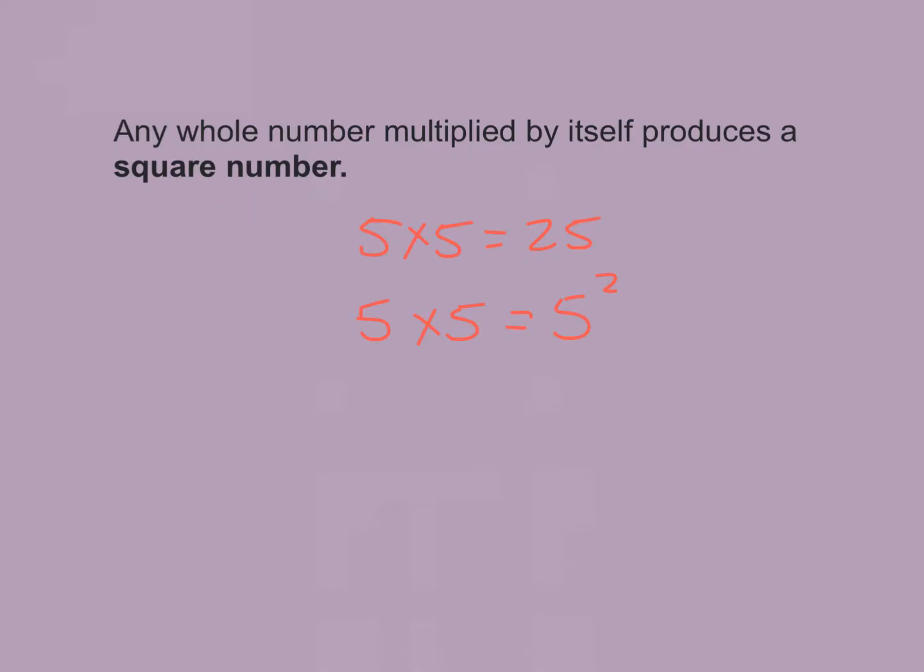There are some other square numbers, for example 2 multiplied by 2 gives us 4, 3 multiplied by 3 gives us 9, 4 multiplied by 4 gives us 16. So these are all square numbers. And just a reminder that that little 2 up there is the symbol for squared numbers, or a square.